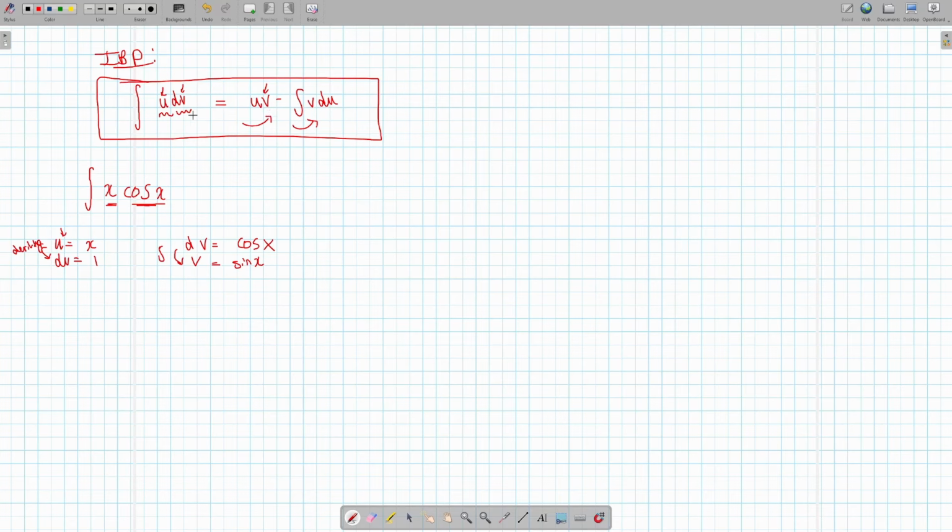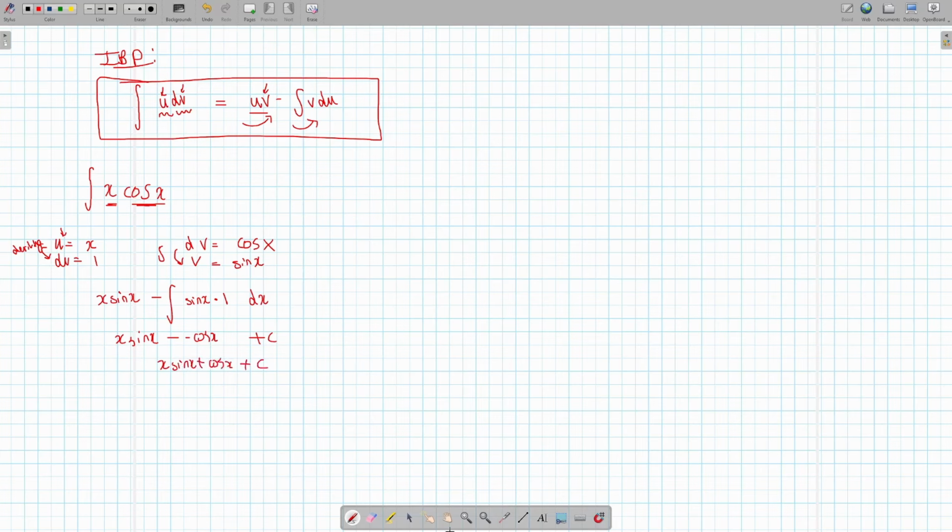If we try integrating it, let's plug everything in. u times v, so x sine x, minus the integral of v du, so sine x times 1, let's just put in a dx here. Now this is very easy to solve. It's x sine x minus the integral of sine x, which is negative cosine x, plus c. So this becomes a plus. The answer is x sine x plus cosine x plus c.